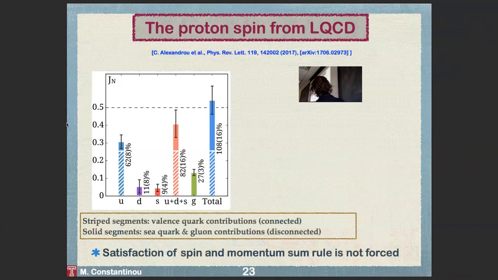This is a summary of the different contributions to the total spin, which is one half. Here I have with the striped segments, these are the connected diagram contributions, and you see that these are not enough to get to one half. It's almost half of the proton spin. And by adding together the disconnected, which are the solid segments, and the gluon contributions, we are able to go to one half.